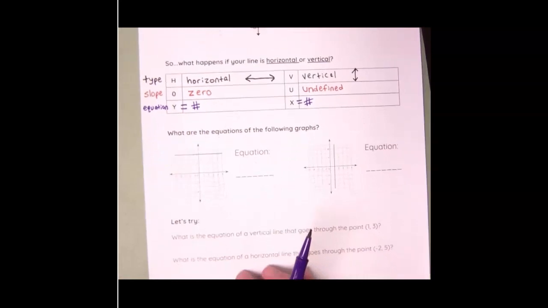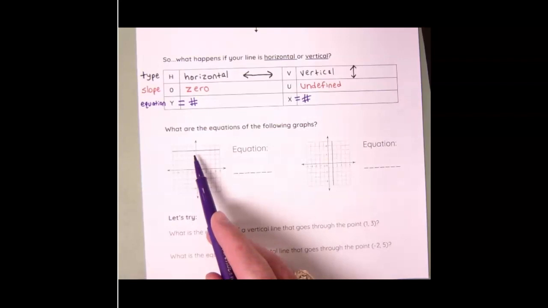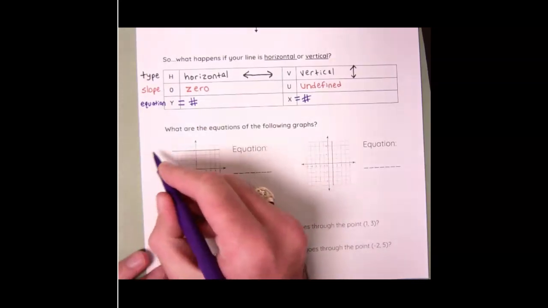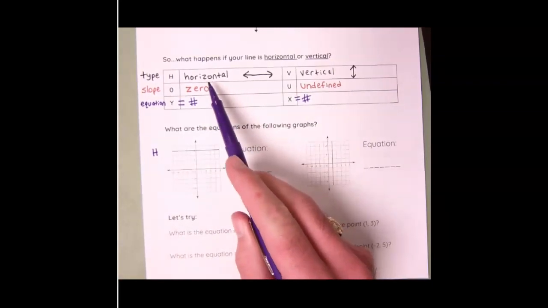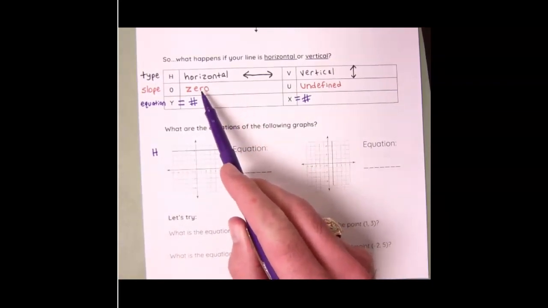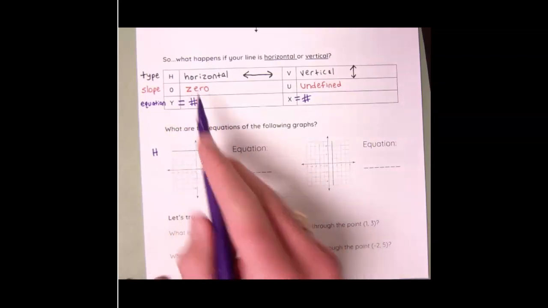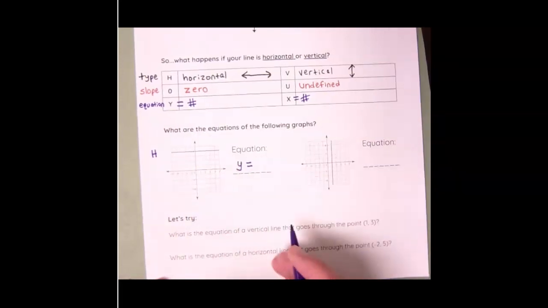And it asks, what are the equations of the following graphs? Well, let's look. Let's first ask, is this horizontal or vertical? Okay, this is a horizontal graph, right? So we know that this will be a slope of 0, but that's not what it's asking us for. It's asking us for the equation. So we know in our equation for a horizontal line it has to be y equals something.